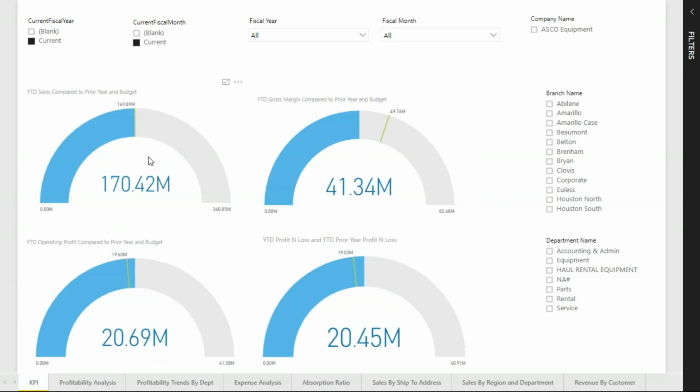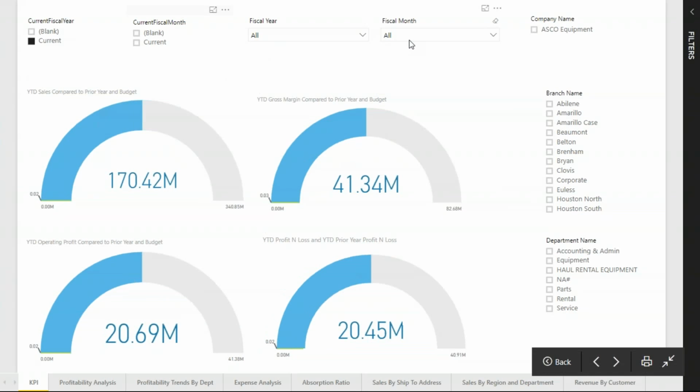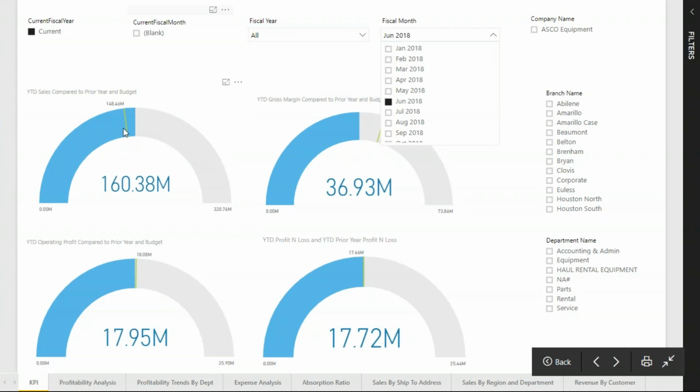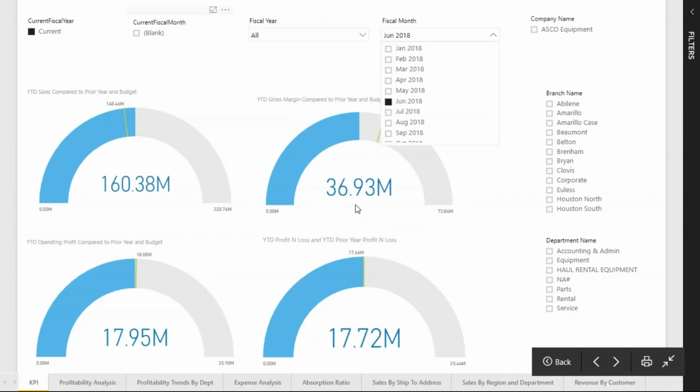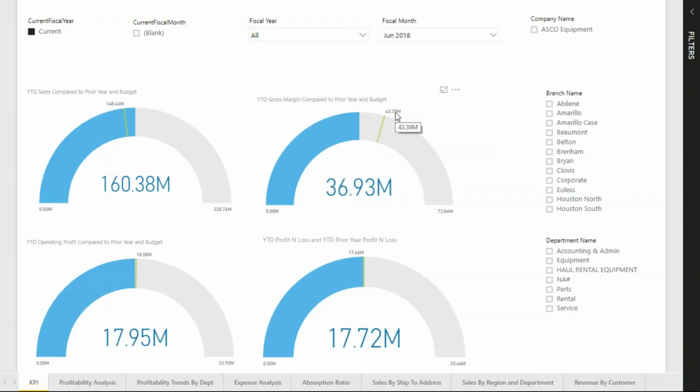So this is simple KPI gauges. It lets you filter by the branch, department. You can look at prior years, and you can look at different months if you want to see how you did in June, and how you are doing compared to prior. So prior was 148. So far this year, by the end of June, you were at 160. For margins, you were at 36. Your prior, that is by the end of June 2017, you were at 43. It's your operating profit, and that's your net profit.